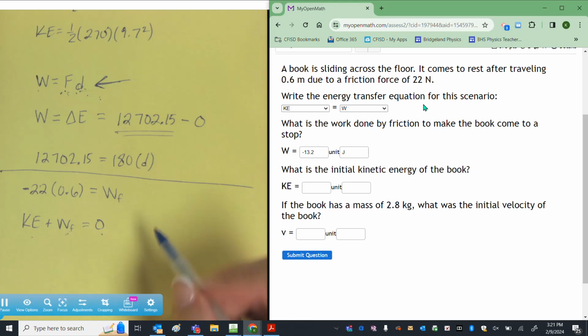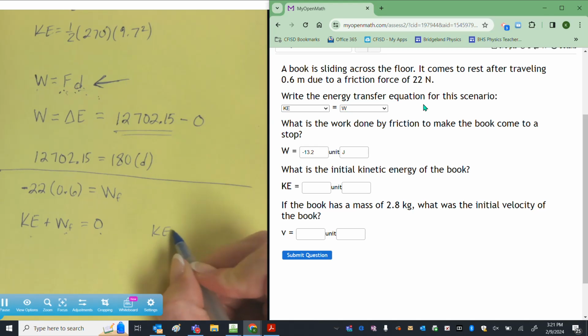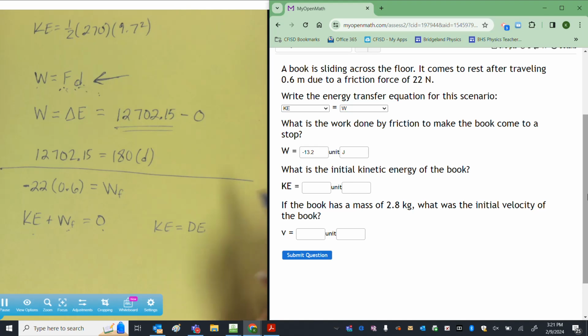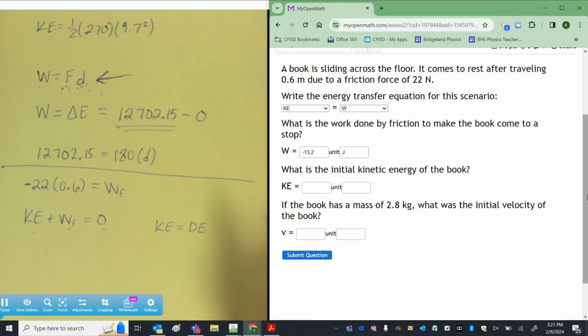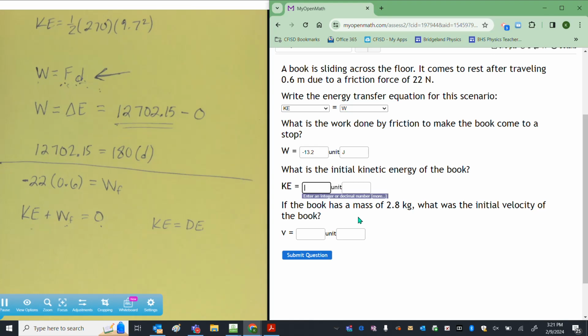You could also write this equation as your kinetic energy is equal to your dissipated energy, and then recognize afterward that your dissipated energy is just how much energy is lost due to friction, and it's usually reported as a positive number, and so your KE is as well. So again, energy, you're not going to report it as a negative. It's 13.2. You had 13.2 joules of energy.